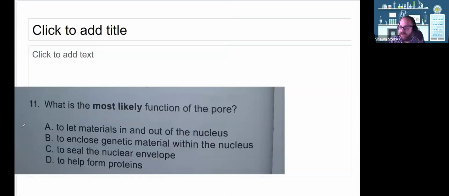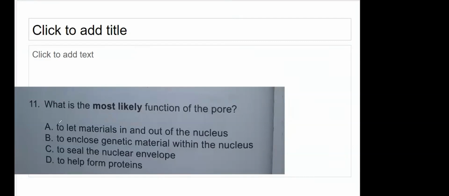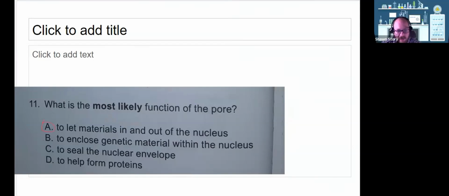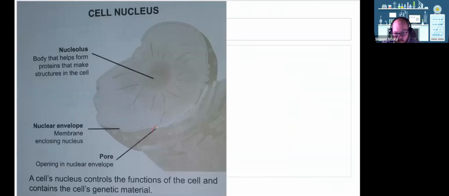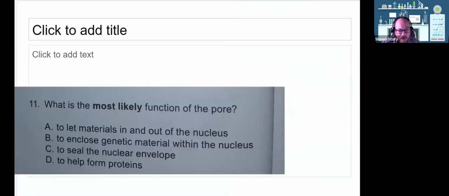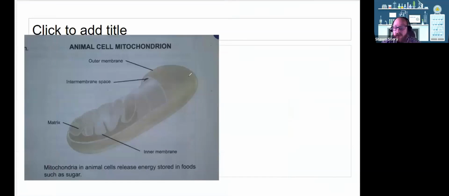A, let materials in and out of the nucleus; B, to enclose genetic material within the nucleus; C, to seal the nuclear envelope; D, to help form proteins. A? A, very good. We're just thinking critically there, pores. So pores are these holes. I know that this copy of this image isn't that clear, but it allows things in and out of the nucleus. Okay, here's animal cells.